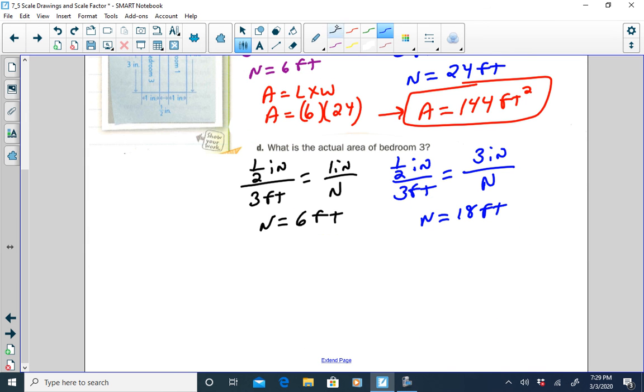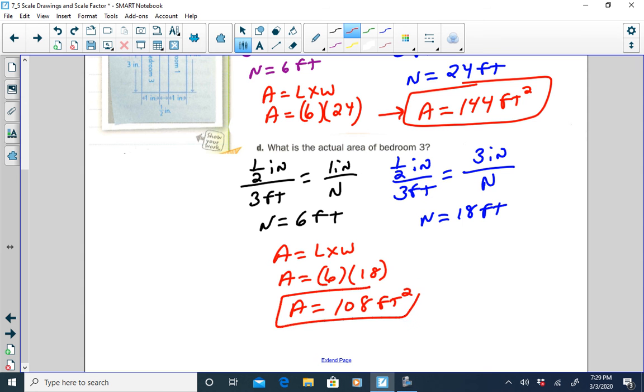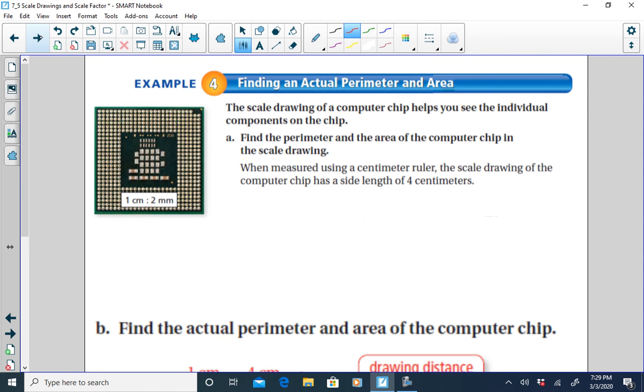To find area, area is going to be equal to L times W. Area is going to be equal to 6 times 18. 6 times 18, area is going to be equal to 108 square feet. All right. Just one last example here.